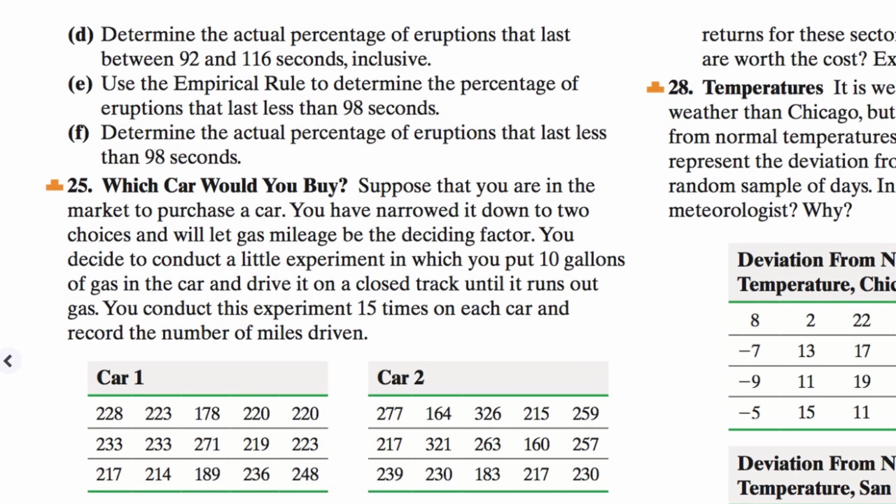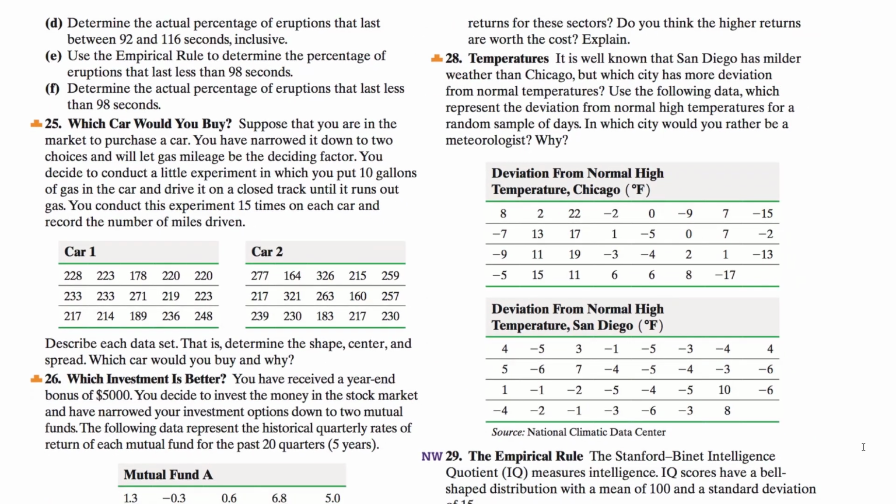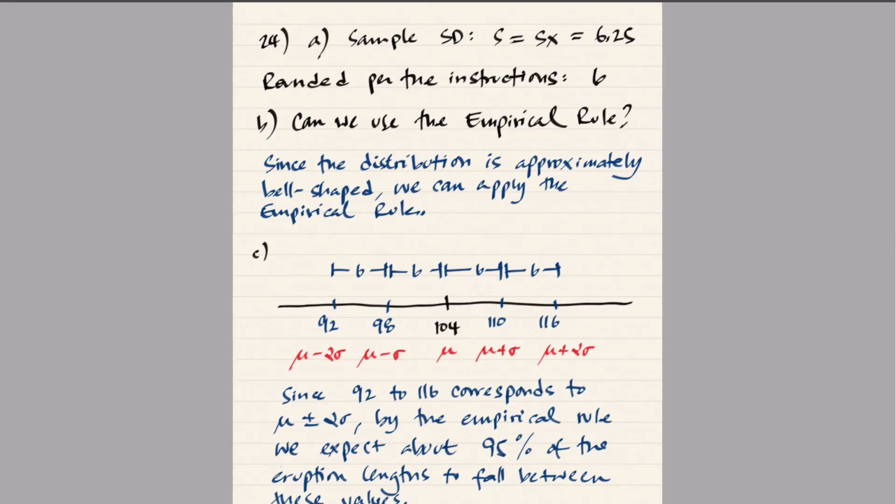Part E is asking, use the empirical rule to determine the percentage of eruptions that last less than 98 seconds. So again, let's figure out, what is 98 seconds? What does that correspond to? Now previously I had drawn a diagram, and I don't really see any reason to draw it again. So here's the diagram from part C once again, and you can see that 98 corresponds to 1 standard deviation down from the mean. And again, the question was asking, well, what percentage are less than 98? So in other words, below 1 standard deviation, how much is there?